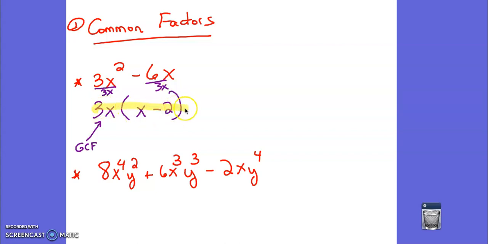Now, the way to check this is simply use the distributive property. So if you were checking this, you would just simply take 3x times x, that's 3x squared, 3x times negative 2, that's minus 6x, which is the original product. So you can easily check it by the distributive property.